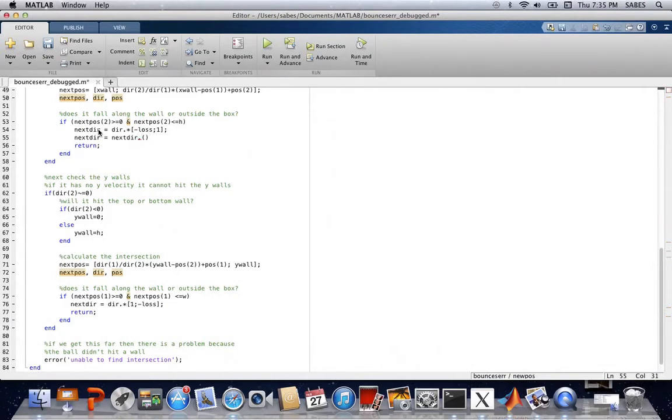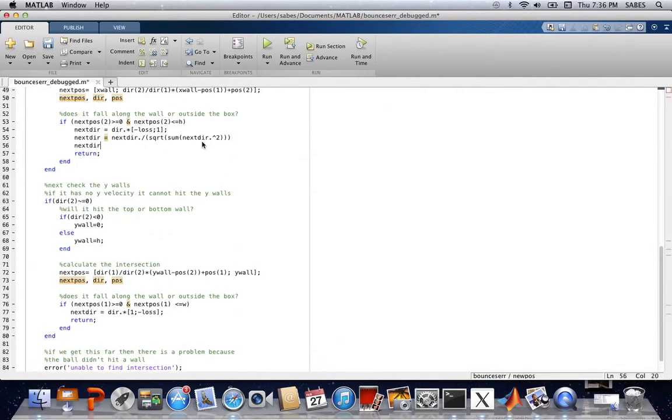the square root of the sum of next dir squared. So that would find the individual squares of the components, sum them up, take the square root, and that's the norm. In fact there is a cool function which would do the same thing for us, and that's just the norm of this.